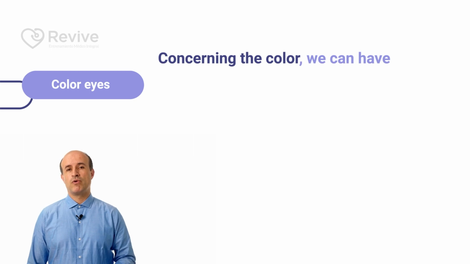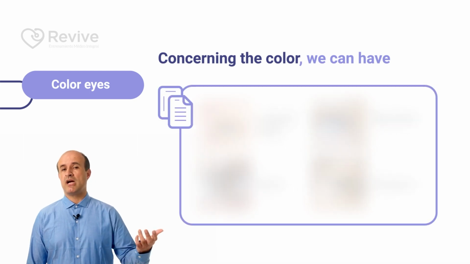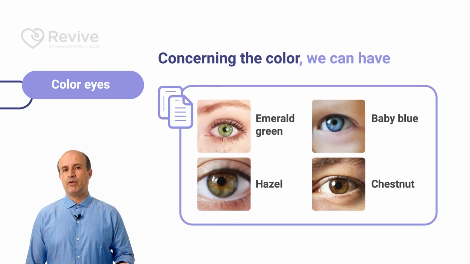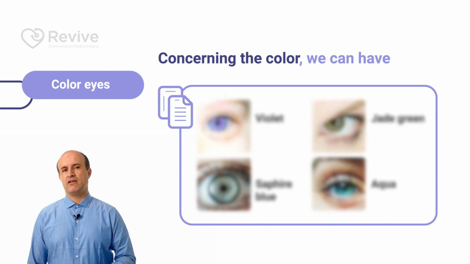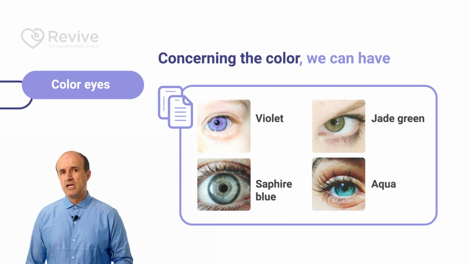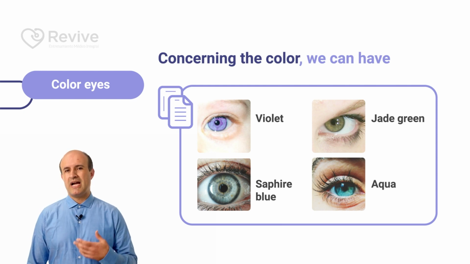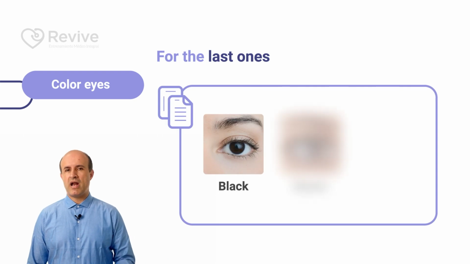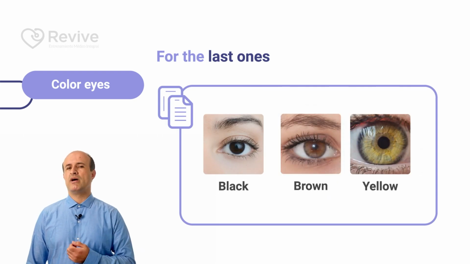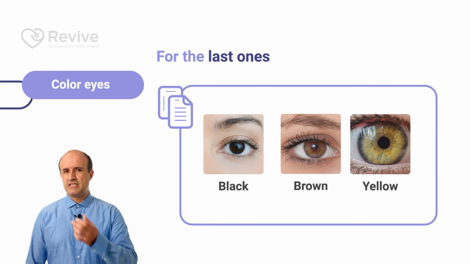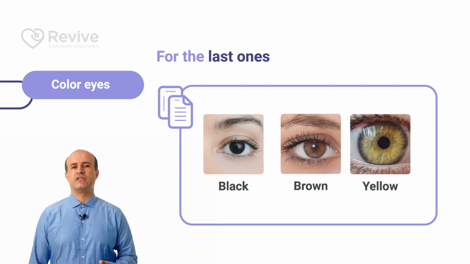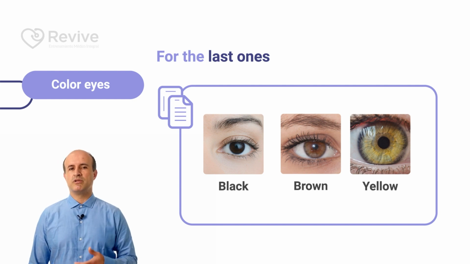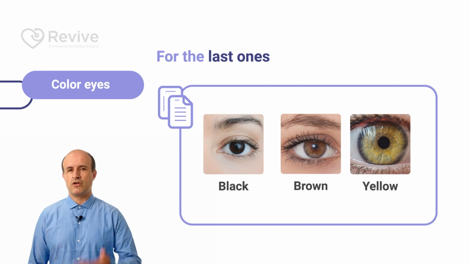Concerning the color, we can have emerald green eyes, baby blue, hazel, chestnut, violet, jade green, sapphire blue, or aqua eyes. Among others like black, brown, and even yellow combined eyes. This is the end of the section on the color of the eyes. Up next, we will check the vocabulary to describe our nose and lips.